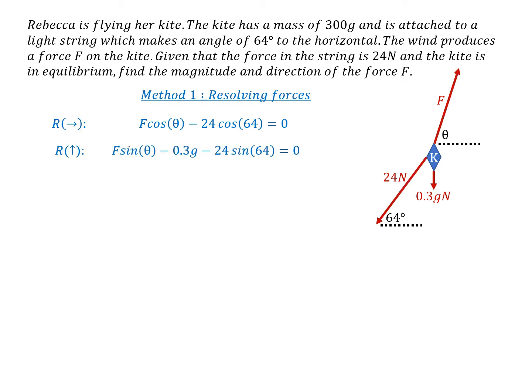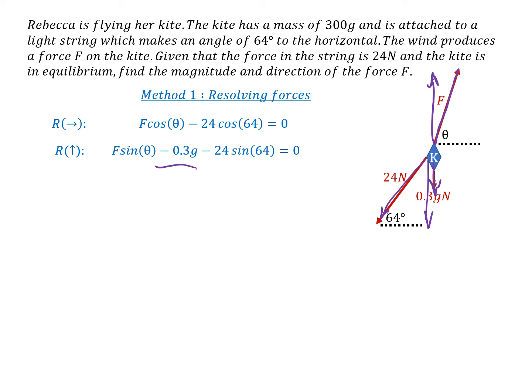If we resolve vertically though, we've got the component of F in that direction, which is F sine theta, and then we've got the 0.3 g opposite that, so that's why we've got minus 0.3 g there, and the component of this 24 Newton force in that direction, which is 24 sine 64. Okay, so now we've got two equations in two unknowns.